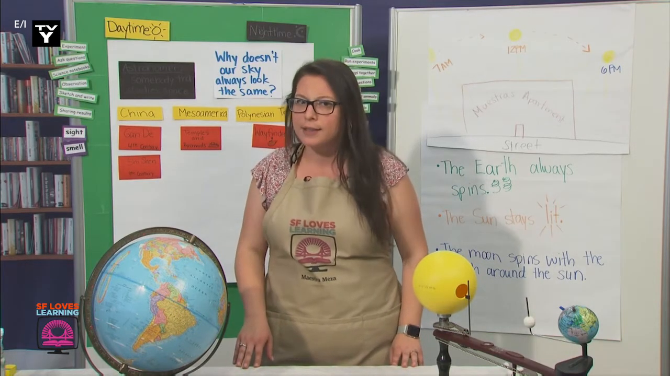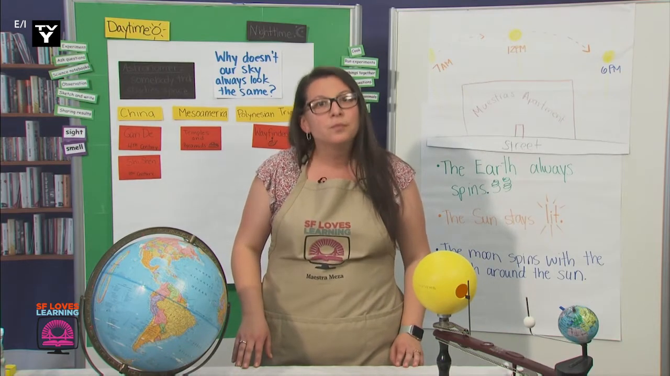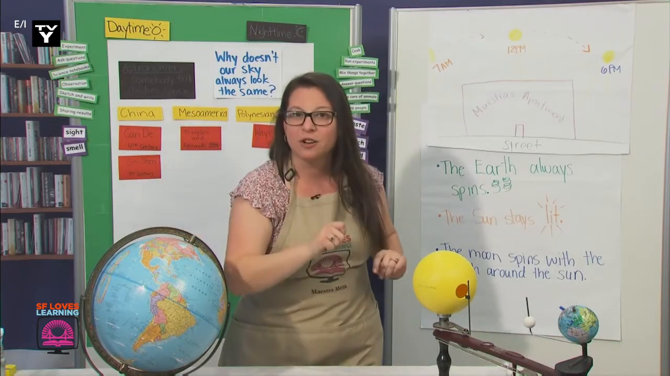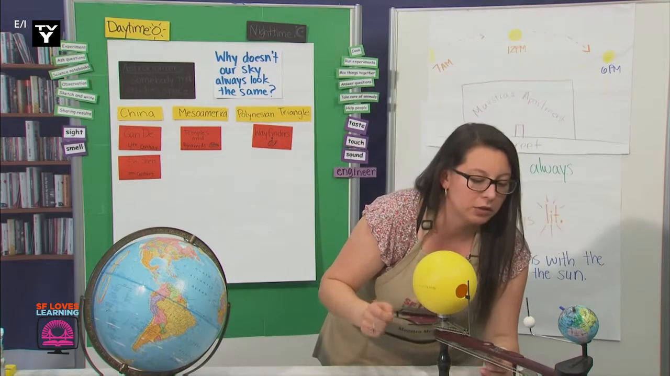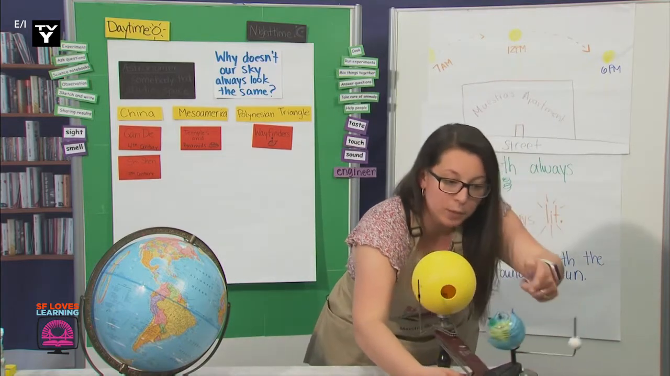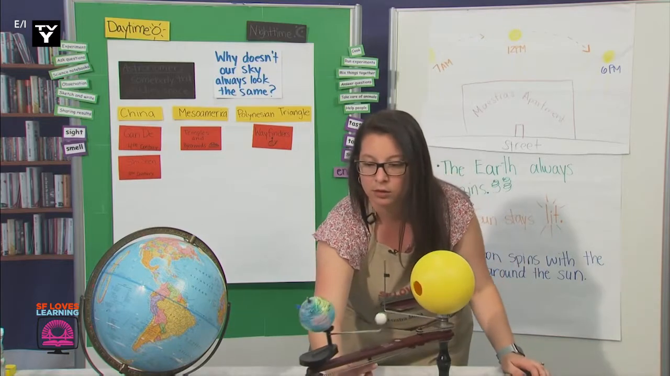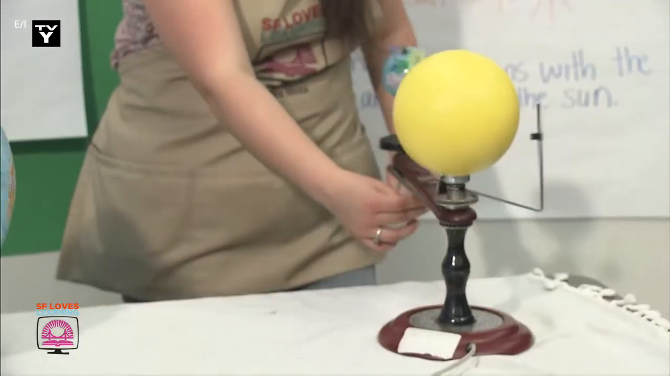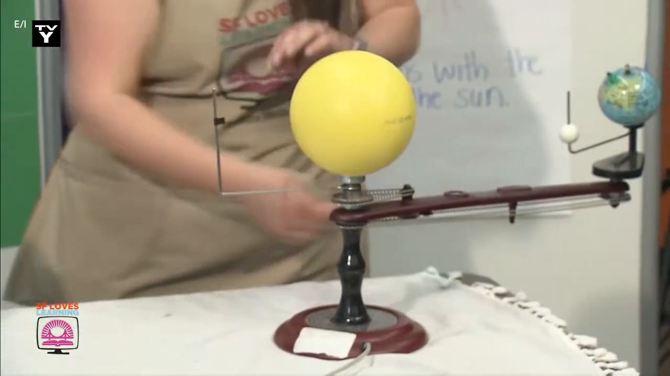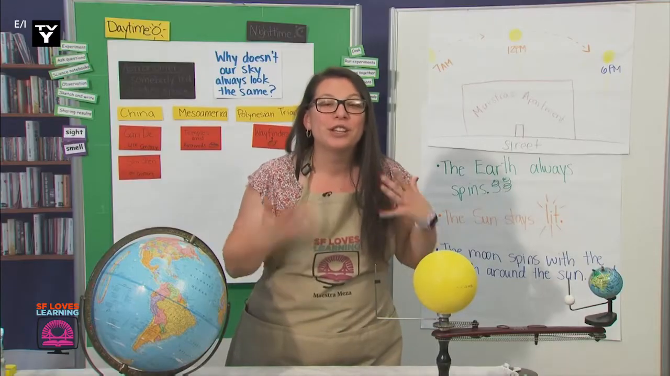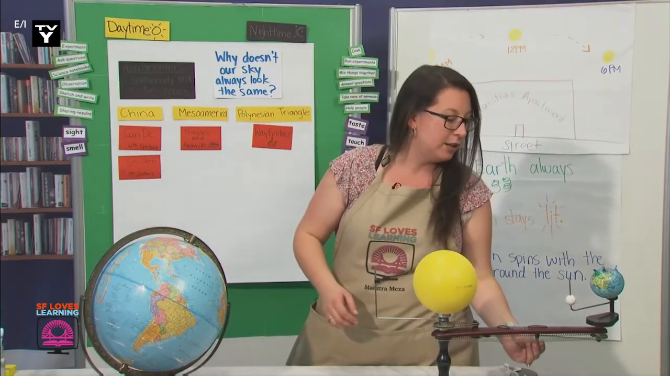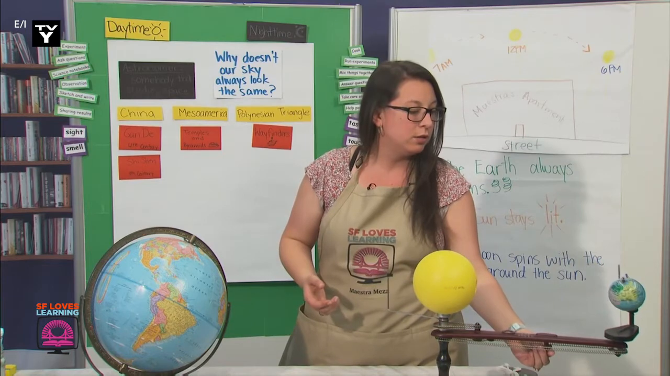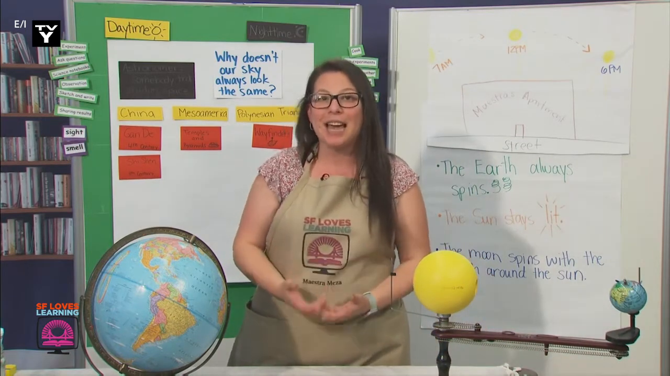So why doesn't our sky stay the same? Yes, that's right. The Earth spins around the sun. Let's see that again on our model. All right. So the Earth spins around the sun. And when it's nighttime, do we flip a switch to turn off the sun? No, we don't. The Earth spins, and when we're facing the sun, like right now, we get daylight. When we're not, we get the moon and the night sky.